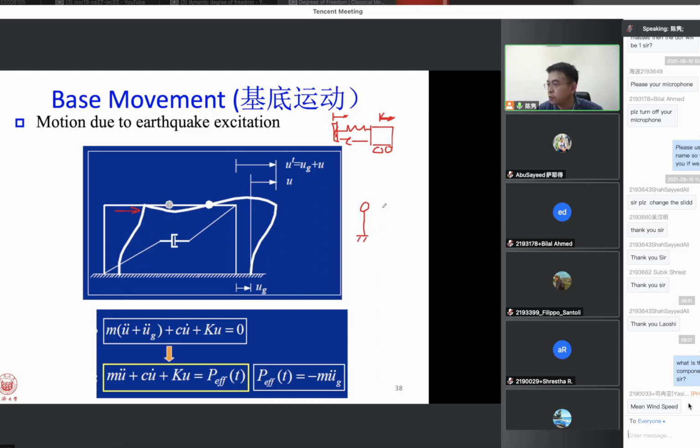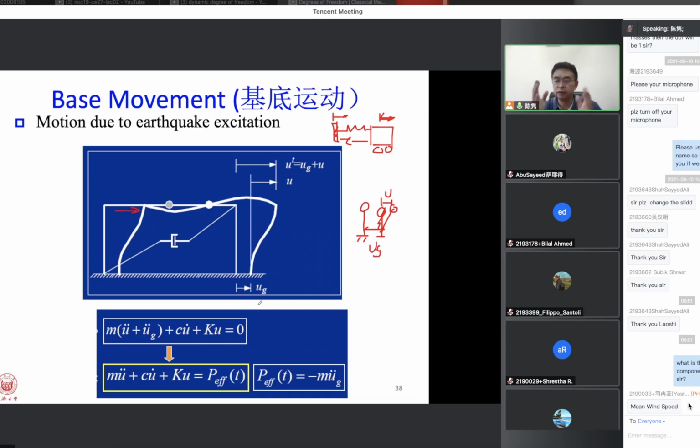So this is the original position, and it moves here, and moves here, and it has vibration here. So we need to cancel this. And this is the u here, which is a relative displacement against the position. So this is due to the movement of the base, movement of the base, and this is vibration.